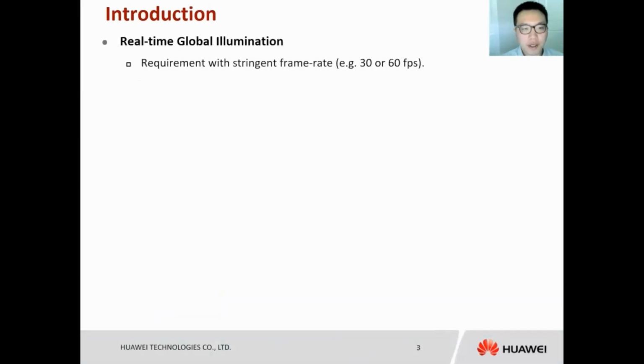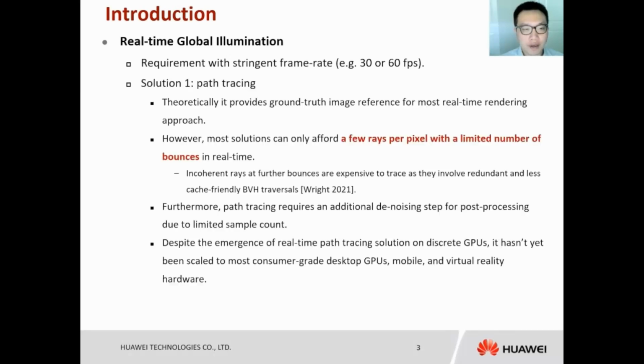Real-time global illumination has stringent frame rate requirements, usually between 30 and 60 FPS. One of the solutions is path tracing, which provides a ground truth image reference for most real-time rendering approaches. However, most real-time solutions on path tracing can only afford a few rays per pixel with a limited number of bounces in real time, because incoherent rays and further bounces are expensive to trace. Furthermore, path tracing requires an additional denoising step for post-processing due to limited sample count.